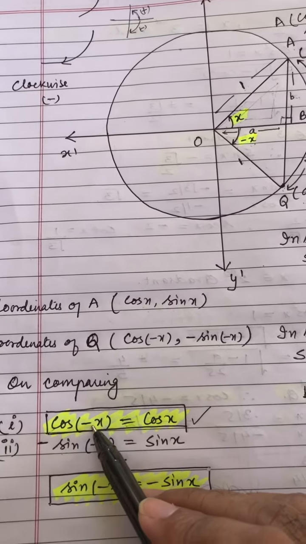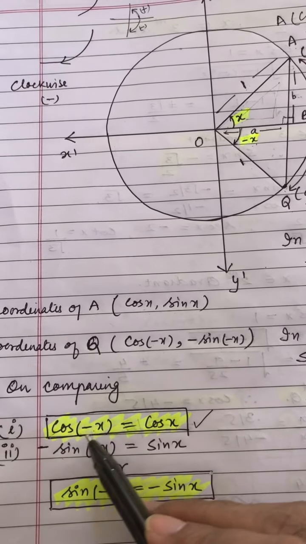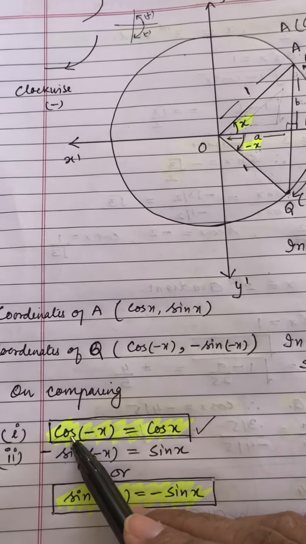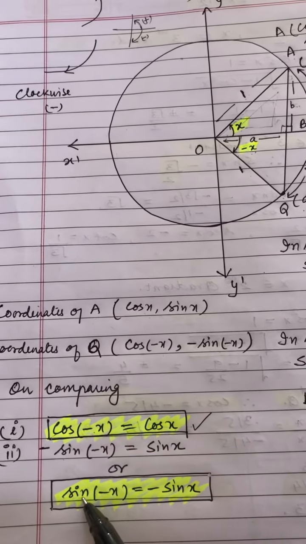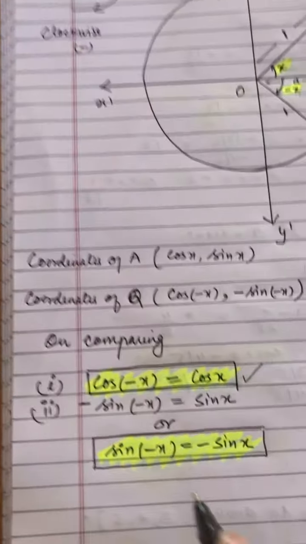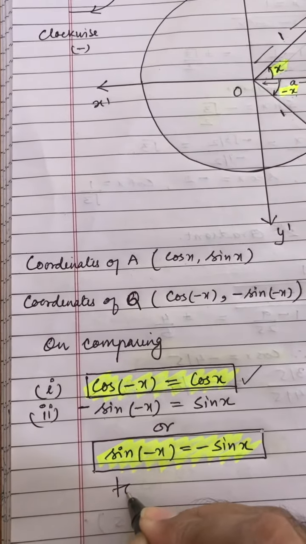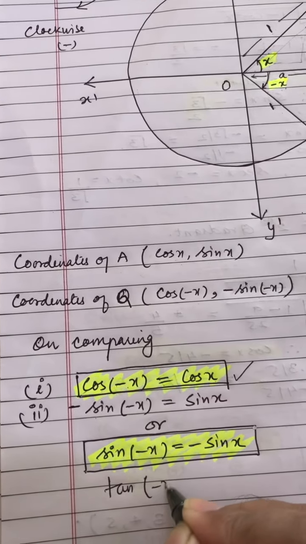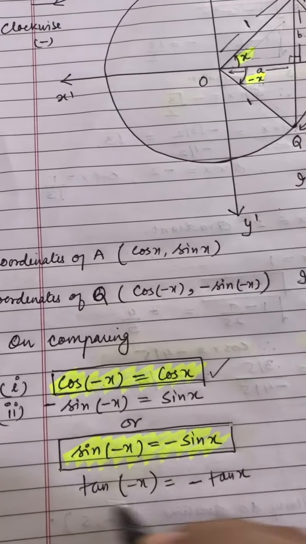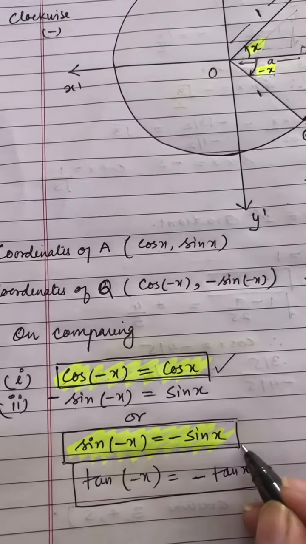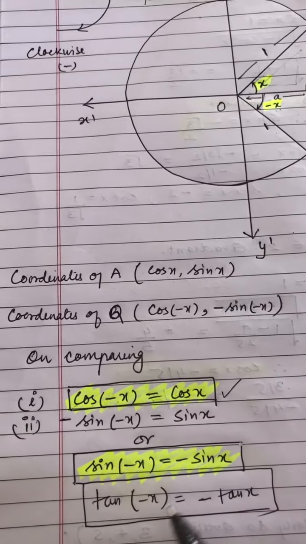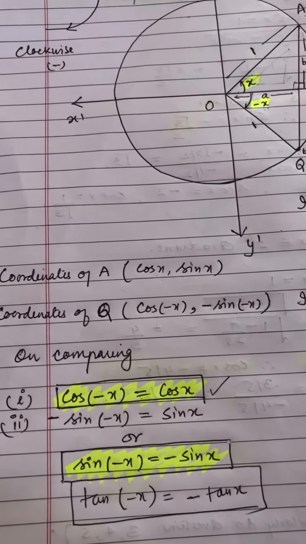Cos of minus theta is always cos theta. The negative sign will get removed whenever we have cos and sec. And if we have a negative sign in sine, sin of minus X is minus sin X. Similarly, we can have it for tan X also. Tan of minus X is again minus tan X. So these are the three results: cos of minus X is cos X, sin of minus X is minus sin X, and tan of minus X is minus tan X.